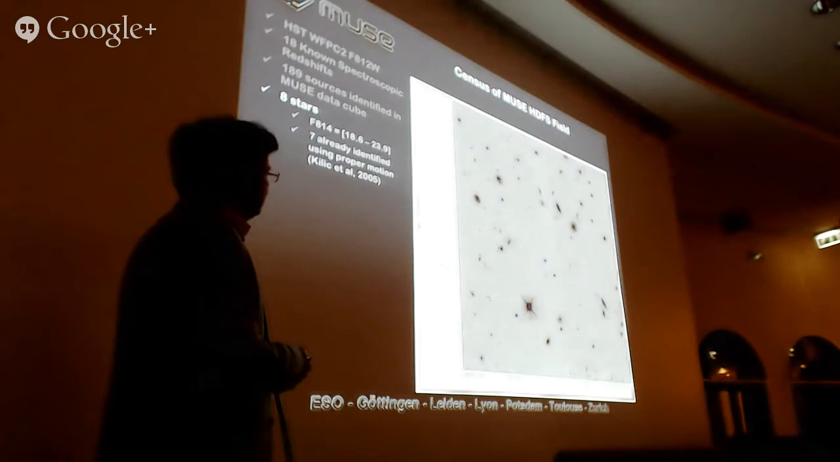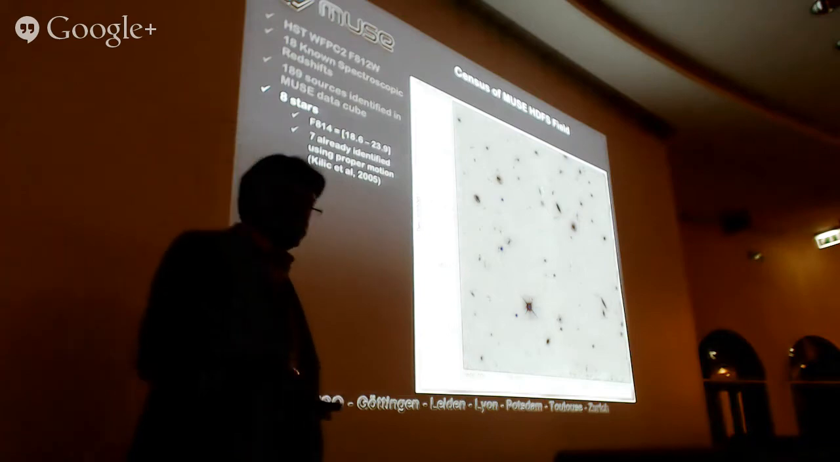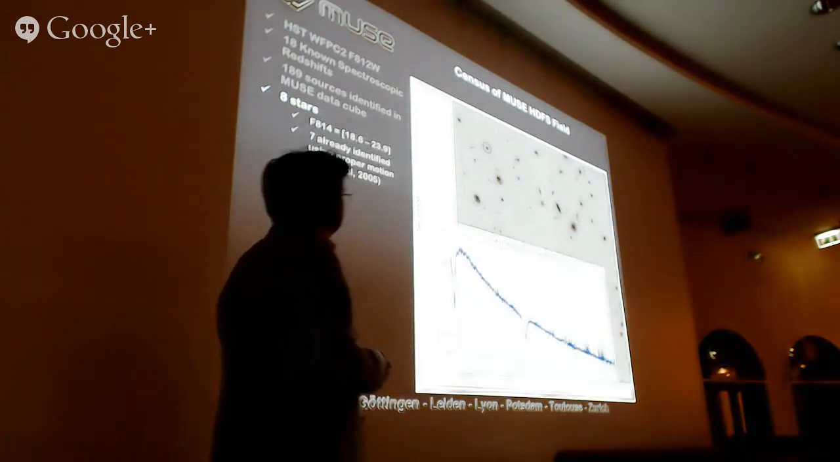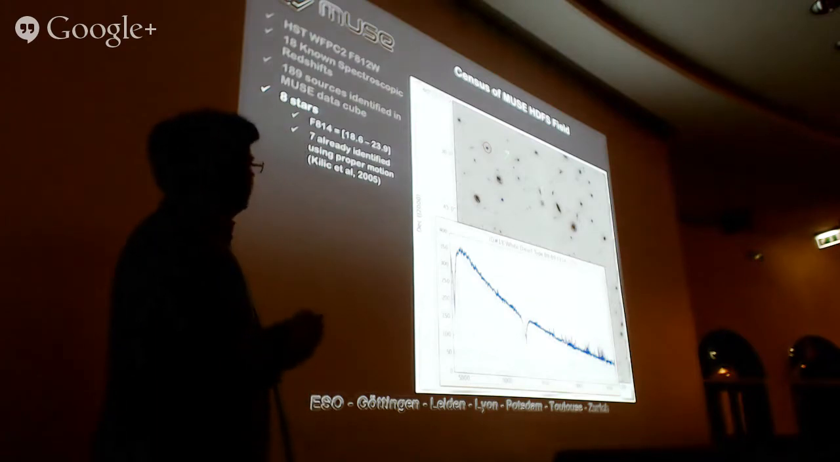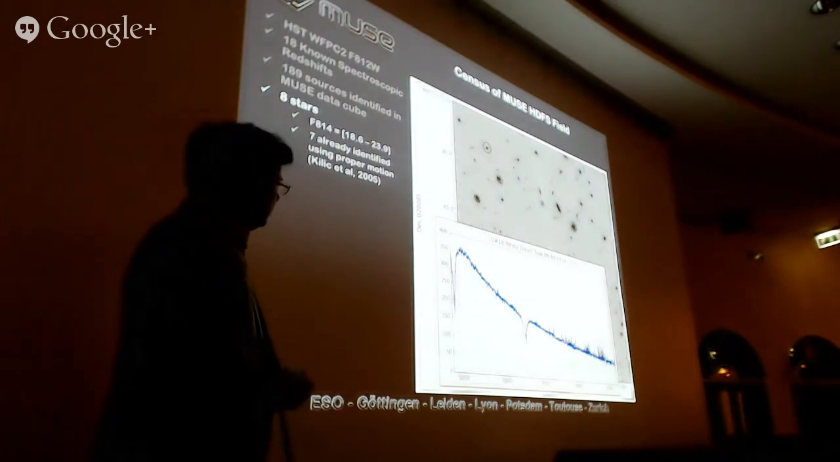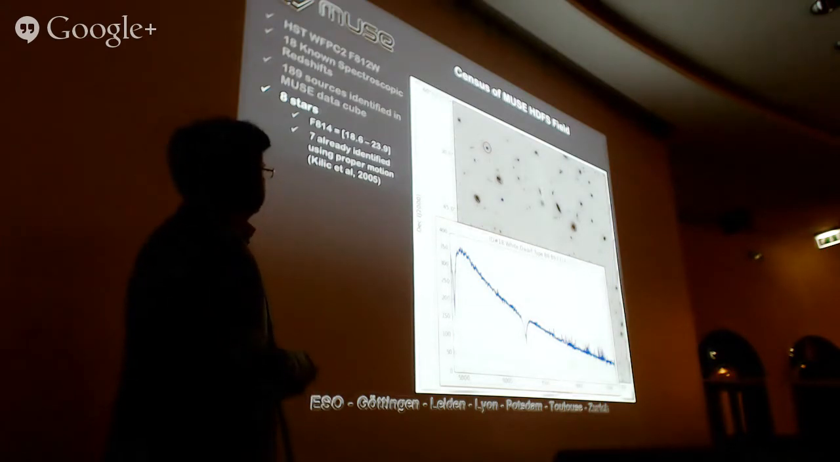First, the obvious stars. A few of them were already identified with proper motion. Let's look at one. There's a nice white dwarf star showing very well here. You can see the quality of the spectra. I think it's probably in the halo of the galaxy.